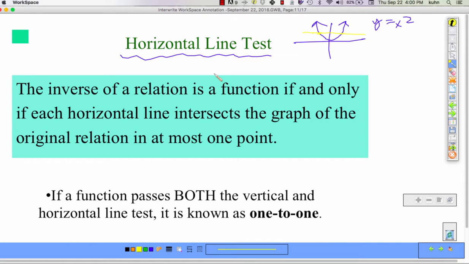We're going to run the horizontal line test to see whether or not the inverse of a function will also be a function. And I know that's a lot to wrap your head around, but we'll get there.